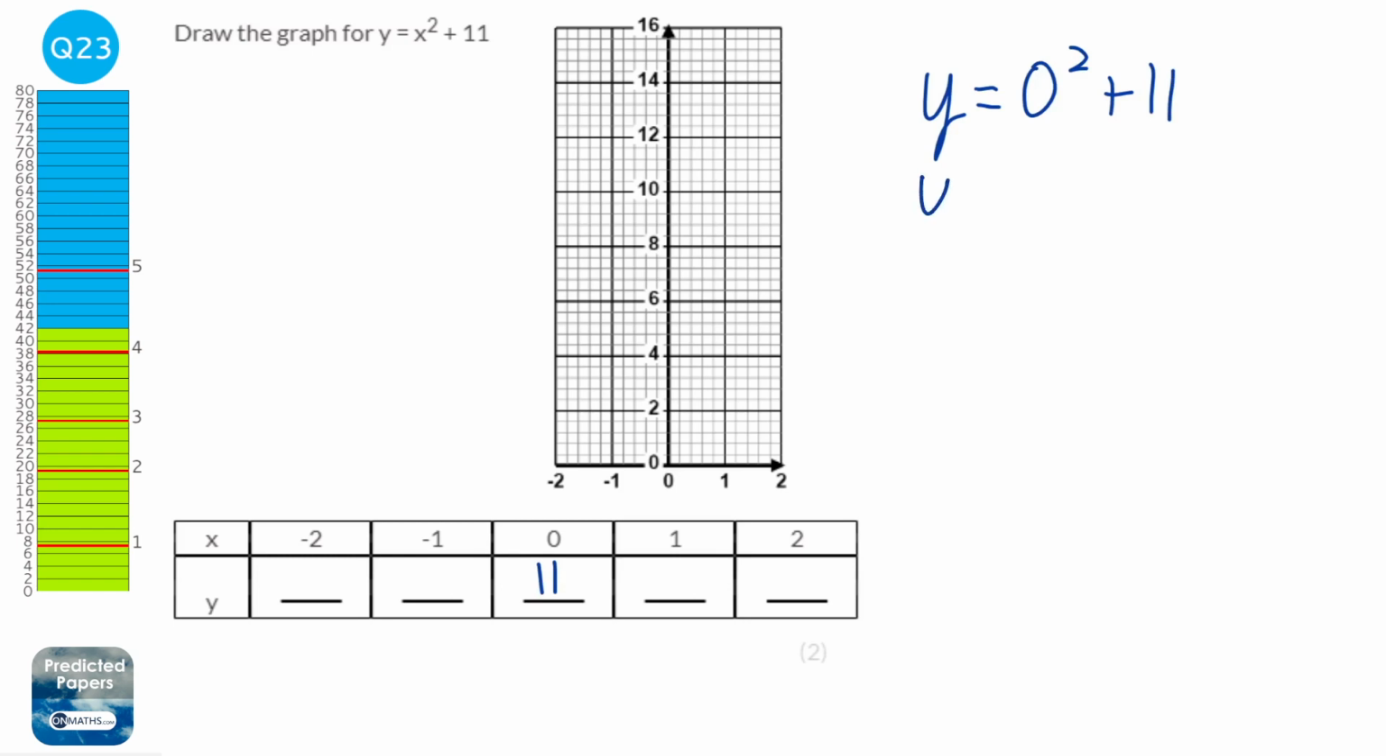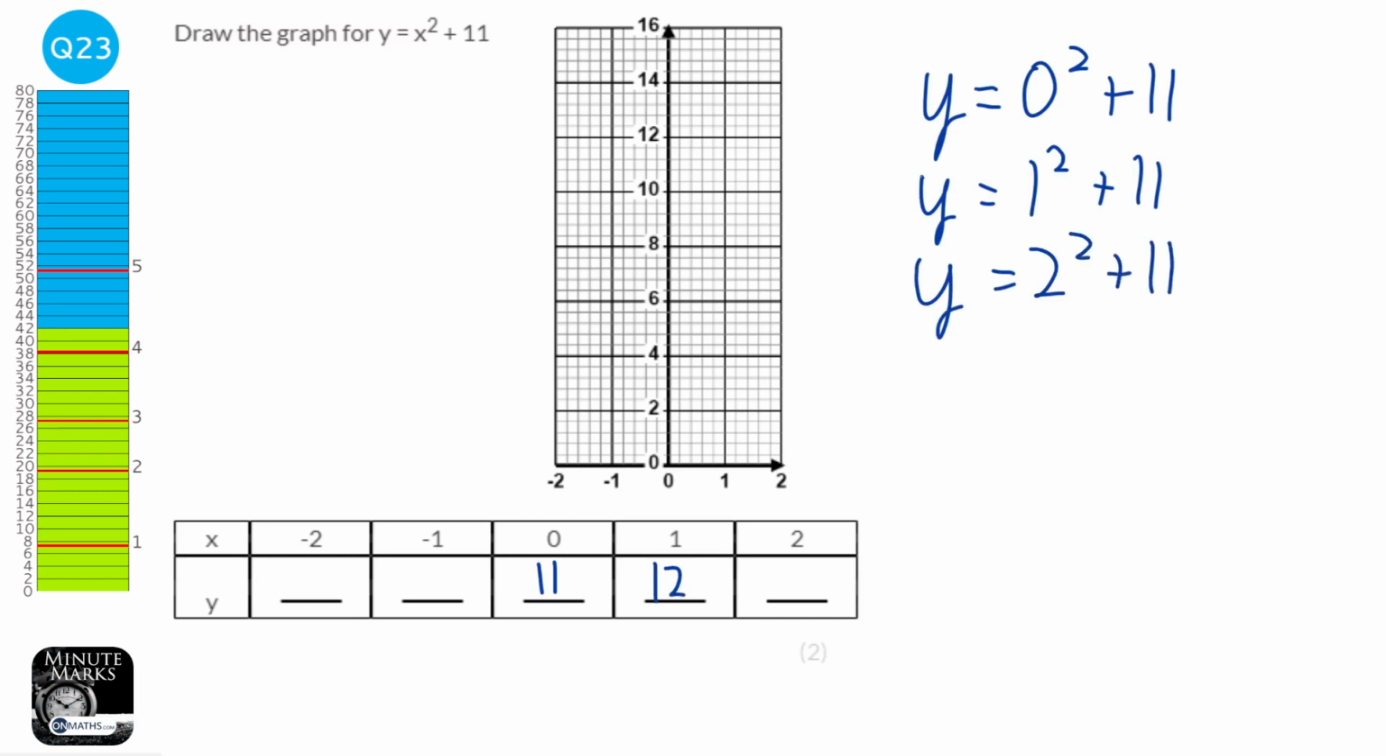We're going to do the same for 1. So y equals 1 squared plus 11. 1 squared is just 1. 1 plus 11 is 12. Same again for 2. 2 squared plus 11. 2 squared is 4. 4 plus 11 is 15.